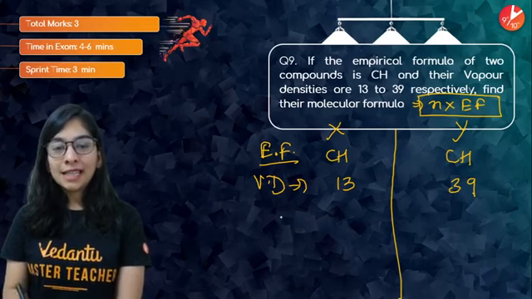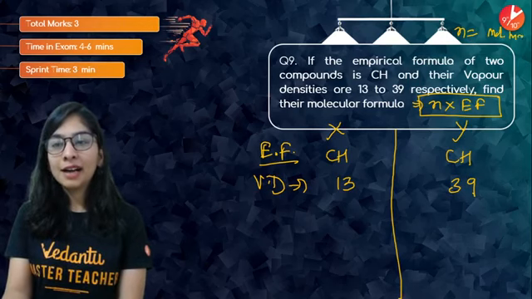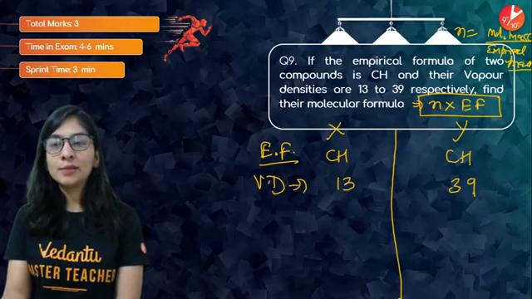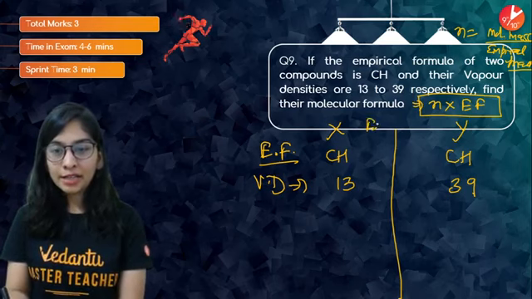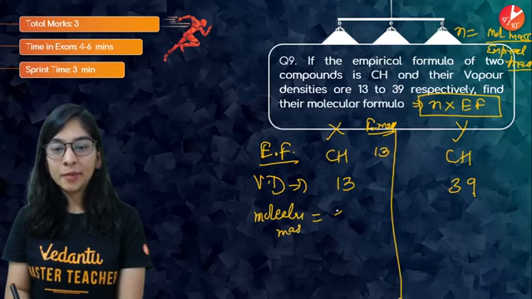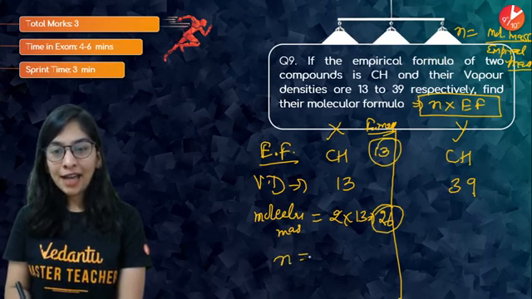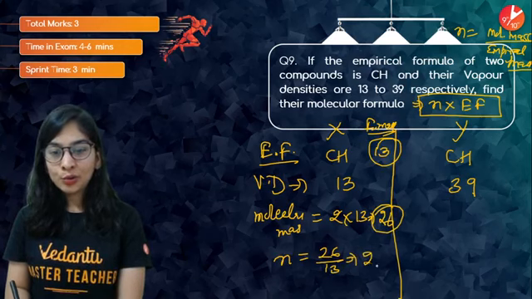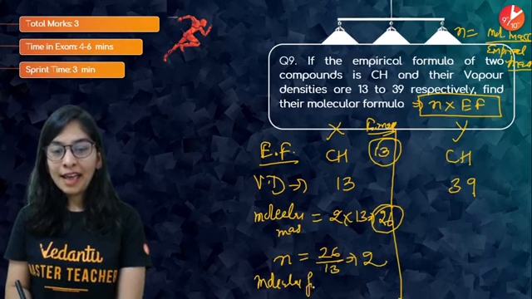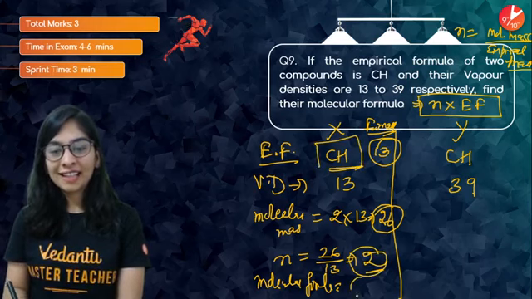How to do that? The n factor is nothing but the ratio of molecular mass divided by empirical formula mass. So let's calculate molecular mass and empirical mass. Here, if I calculate empirical mass, that will be 12 plus 1, 13. Vapor density we know. You know how to calculate molecular mass. I told you, 2 into vapor density. So that's 26. I have my empirical mass, I have my molecular mass. N factor is 26 by 13, that's 2. So my molecular formula, as I told you, is n factor into my empirical formula. So 2 into CH, that's C2H2.